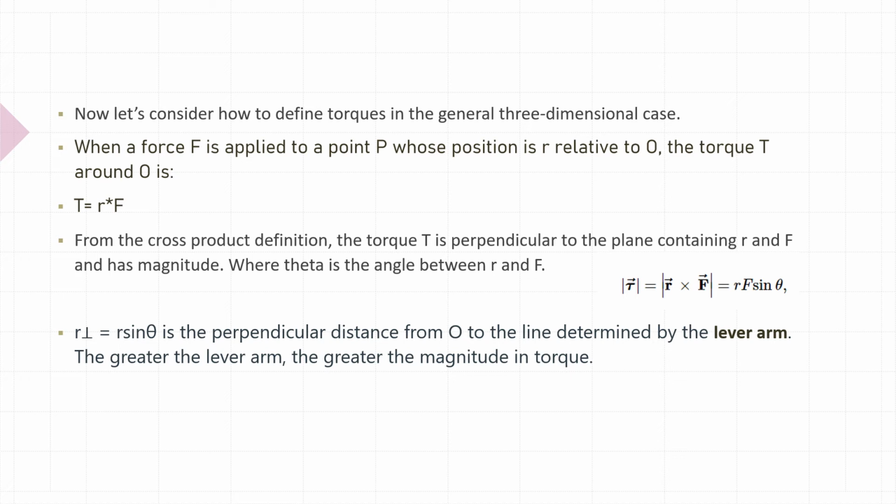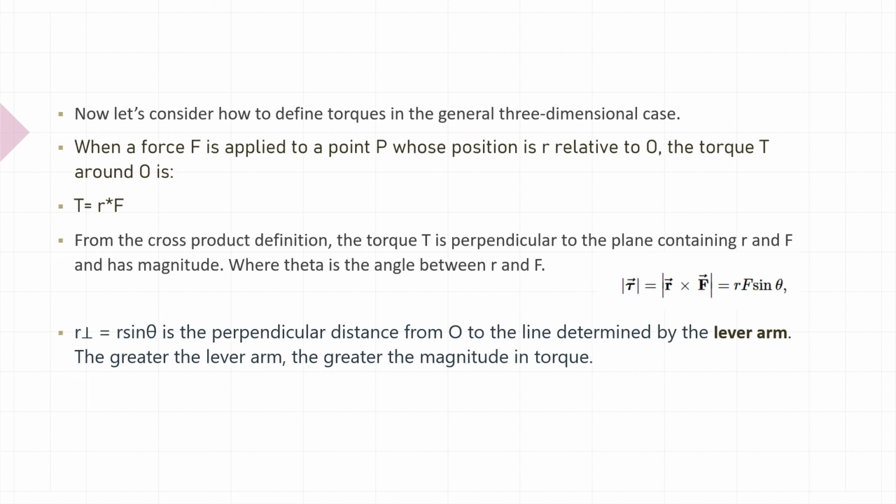When a force F is applied to a point P whose position is R relative to the pivot point, the torque T around the pivot point is T equals R cross F. From the cross product definition, the torque T is perpendicular to the plane containing R and F and has magnitude T equals RF sine theta, where theta is the angle between R and F.